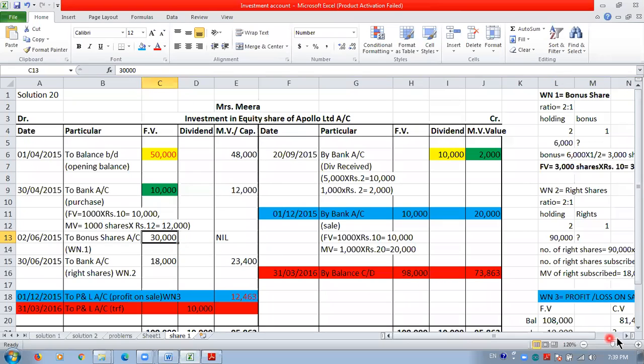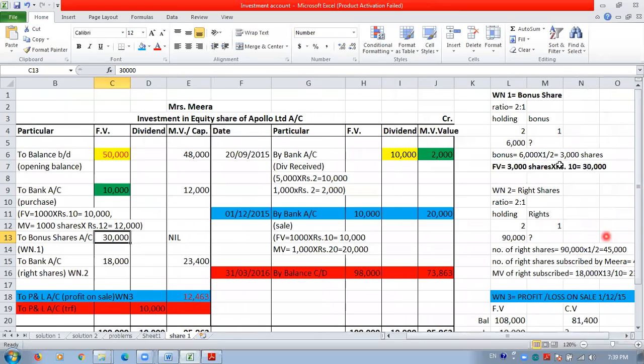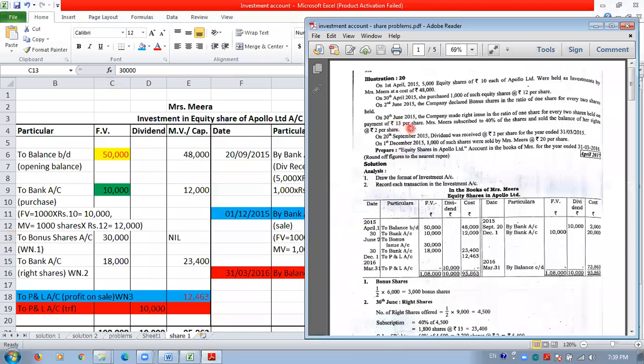How did we calculate that? We simply got this figure with a cross multiplication. Okay, so every time you have to put this equation, and you will get the number of bonus shares. Okay, then what is the next transaction? It is 30th June 2015.